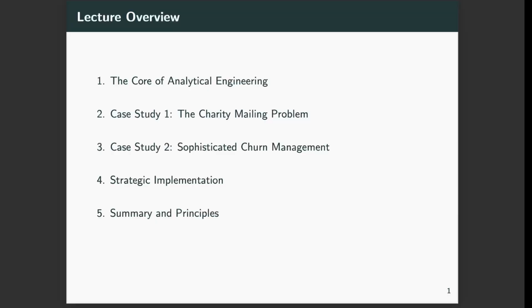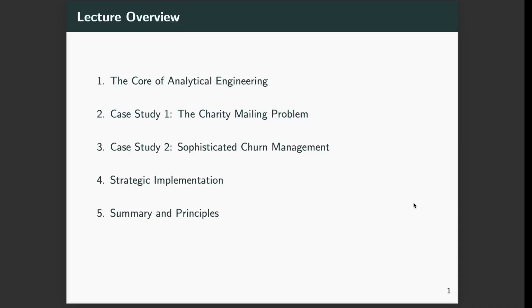Then we will move into our first detailed case study, the charity mailing problem. This is a beautifully constructed example that demonstrates the power of the expected value approach, and it will also reveal some important pitfalls around data quality that you need to know about. After that, we will tackle our second case study, sophisticated churn management.